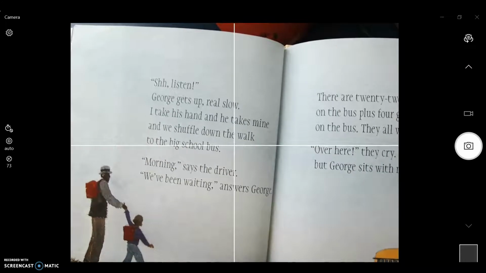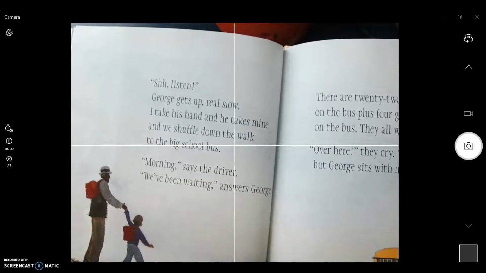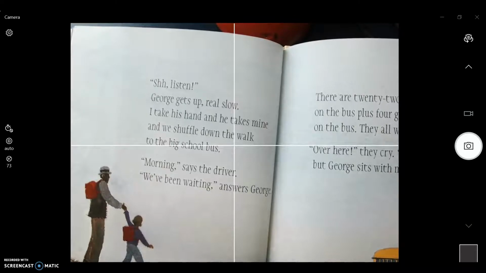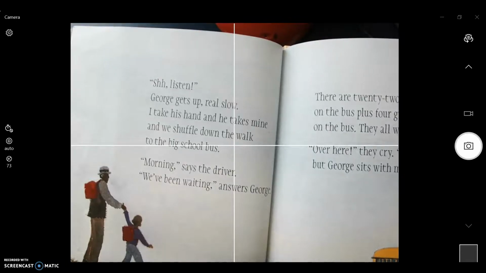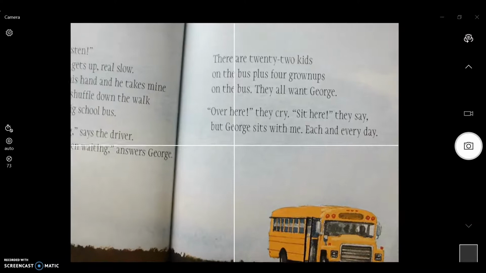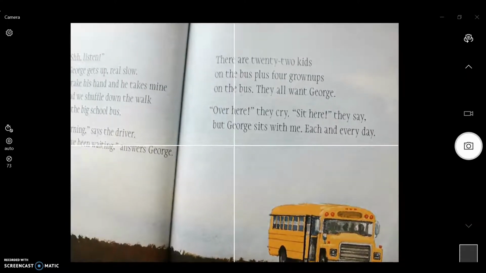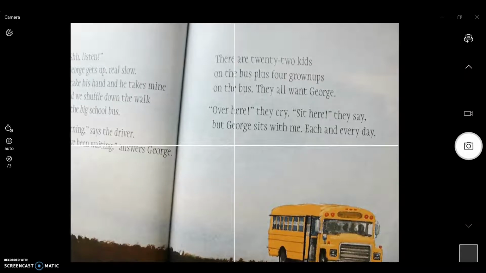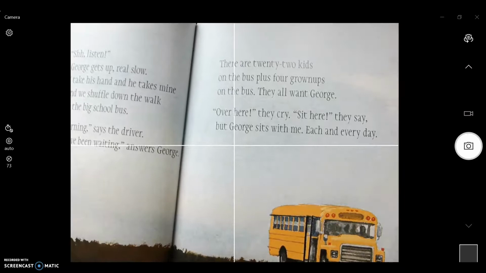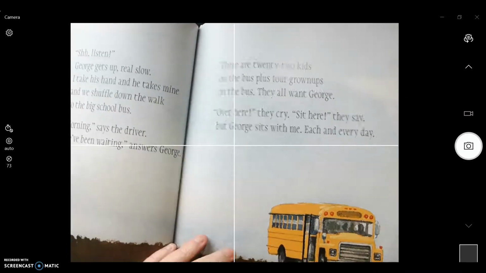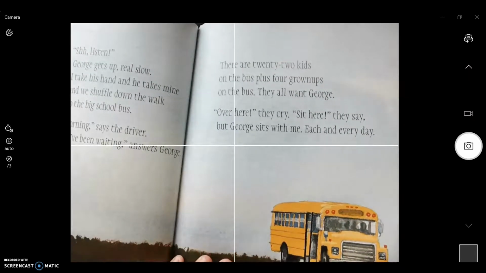Shh, listen. George gets up real slow. I take his hand and he takes mine, and we shuffle down the walk to the big school bus. Morning, says the driver. We've been waiting, says George. There are 22 kids on this bus, plus 4 grown-ups on this bus. They all want George. Over here, they cry. Sit here, they say. But George sits with me each and every day.